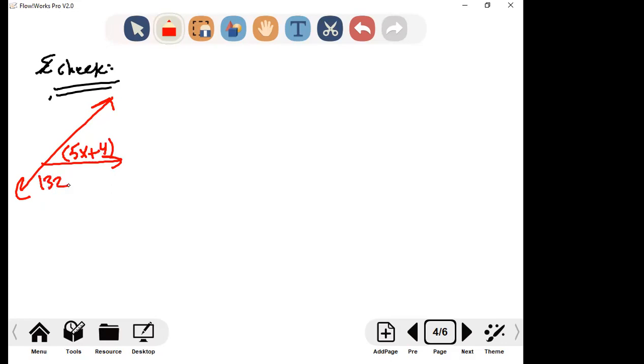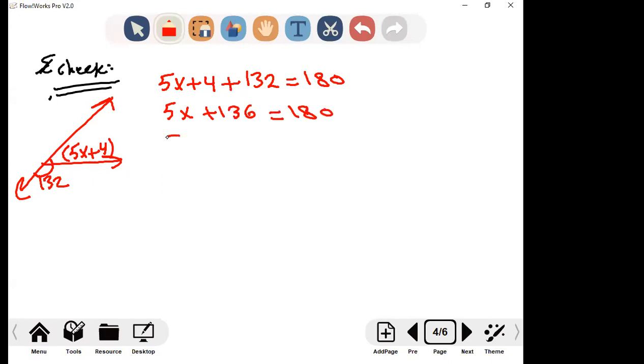They want us to write and solve an equation. We have two angles besides each other lying on a straight line, which means the total of them is 180. So here we have 5x plus 4 plus the other angle, which is 132, equal what? Now we have two numbers, put them together: 4 plus 132, 136 equal 180. Shift: 5x equal 180 minus 136. So 5x equal 44, right?